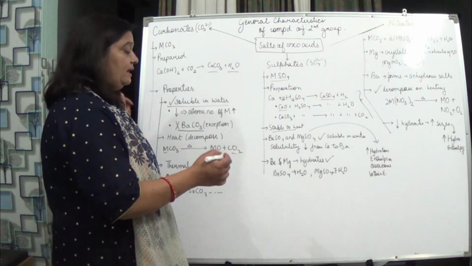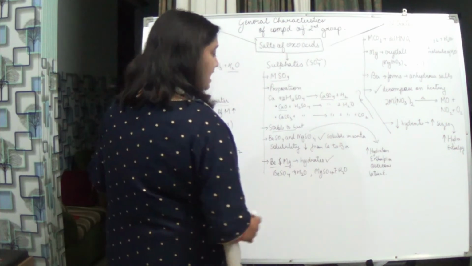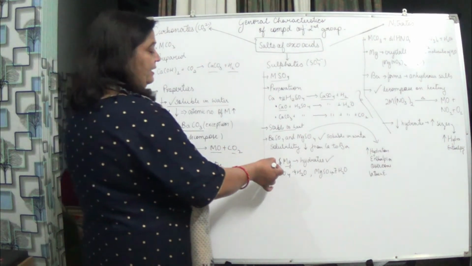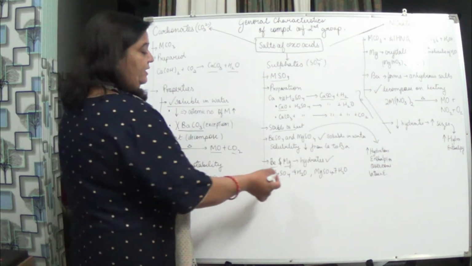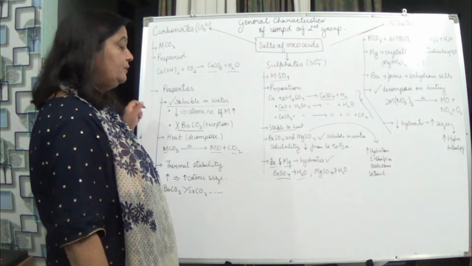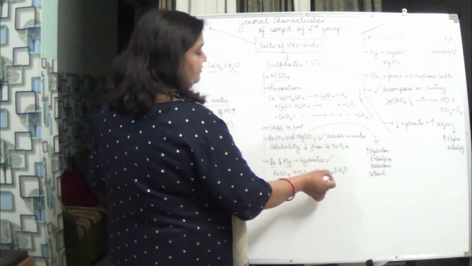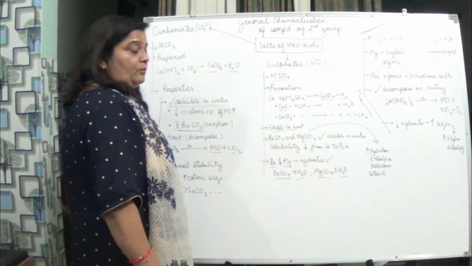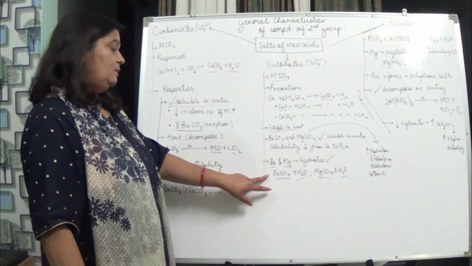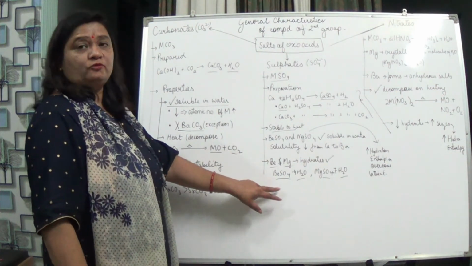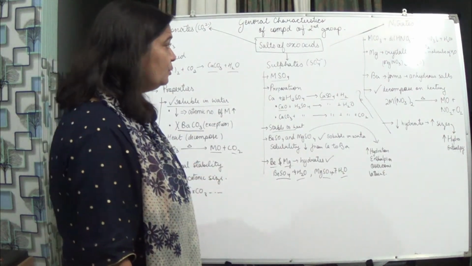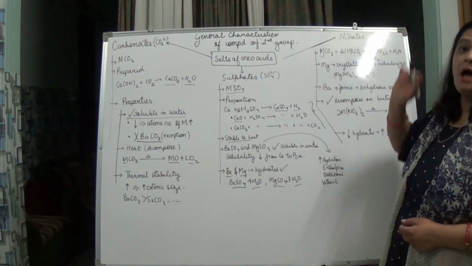Now, beryllium and magnesium form hydrates, like beryllium sulfate and magnesium sulfate. Beryllium sulfate adds up with 4 molecules of water. Here magnesium sulfate, you can see, 7 molecules of water. So beryllium and magnesium can form hydrates, with the formulas BeSO4.4H2O for beryllium and MgSO4.7H2O for magnesium. Now talking about the nitrates, how they are prepared.